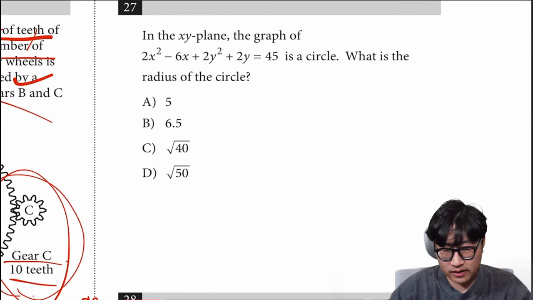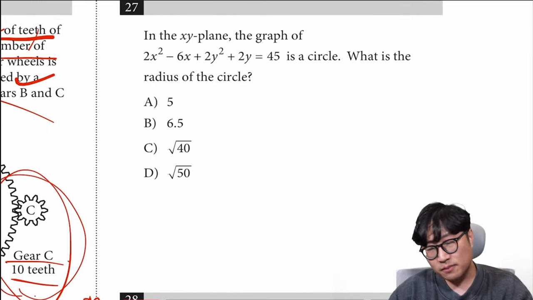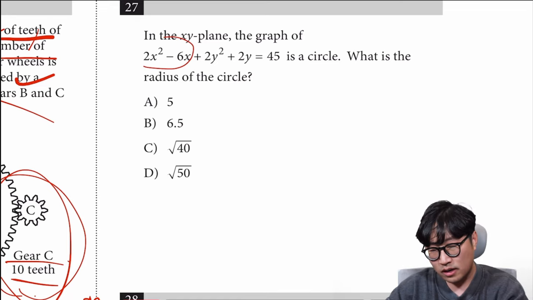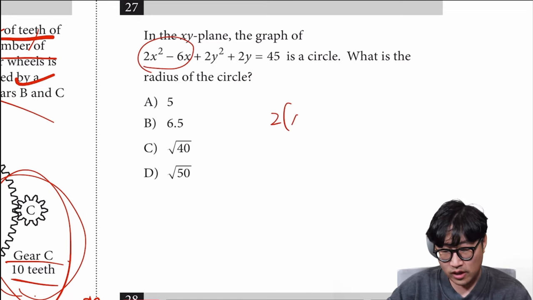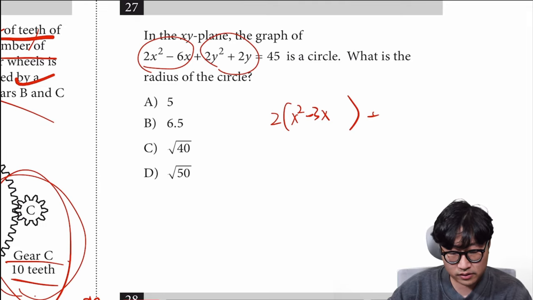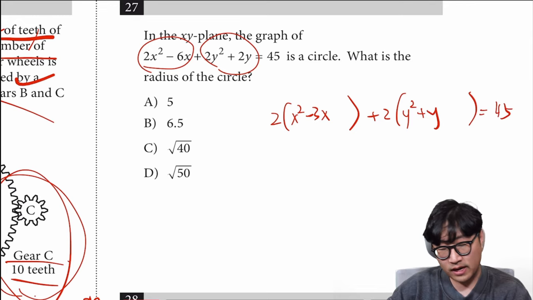Number 27, that's a circle. What is a radius? So you have to complete the square. I'm going to do that first. Take out the 2: x squared minus 3x, and then for this one, take out the 2: y squared plus y, and that's equal to 45. Got to complete the squares.